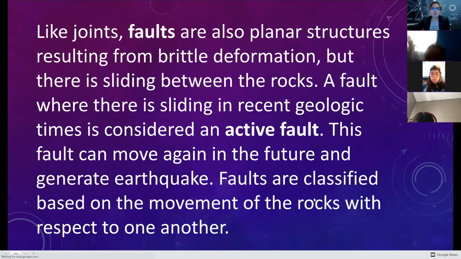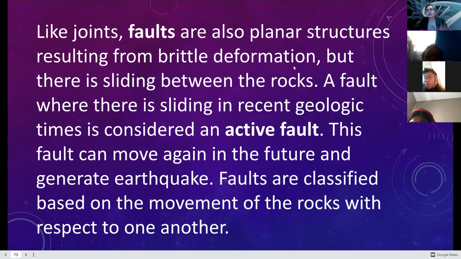Like joints, faults also are planar structures resulting from brittle deformation, but there is a sliding between rocks, okay? If there is a sliding between rocks, then the tendency is you're now creating a fault. A fault where there is sliding in recent geologic times is considered an active fault, right? This fault can move again in the future and generate earthquakes.